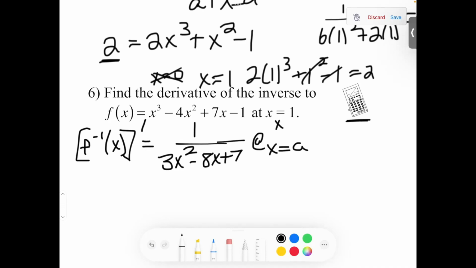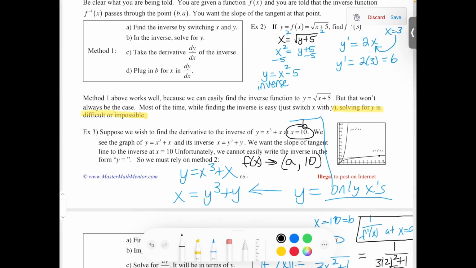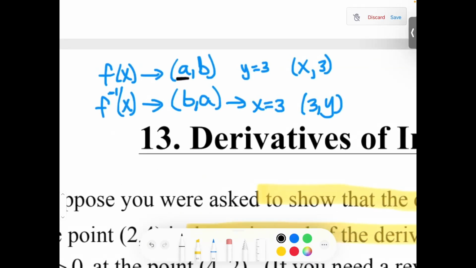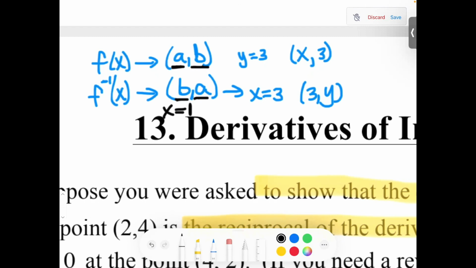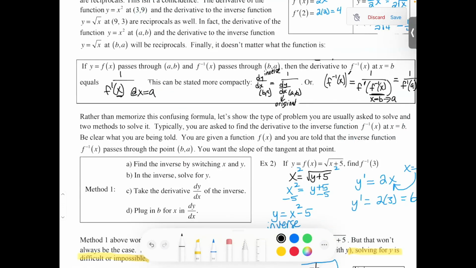And this one is actually x equals b. It goes back to the idea we talked about at the beginning of the chapter, where f of x takes a as the x value and b is the y value, but the inverse actually switches those. So what they've given us at this point is x equals 1, which would actually be here and here. In order to do this, I need to know what that is. So what is the x value when y equals 1 on the original function?